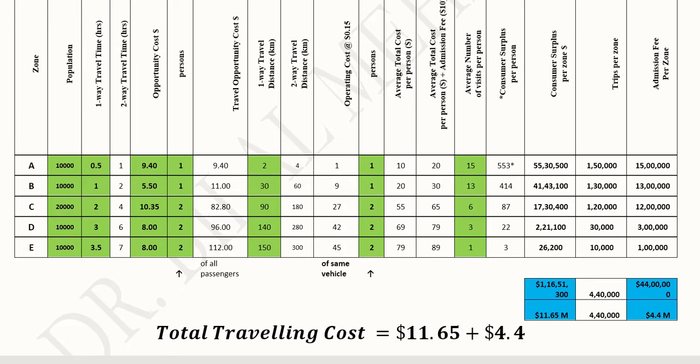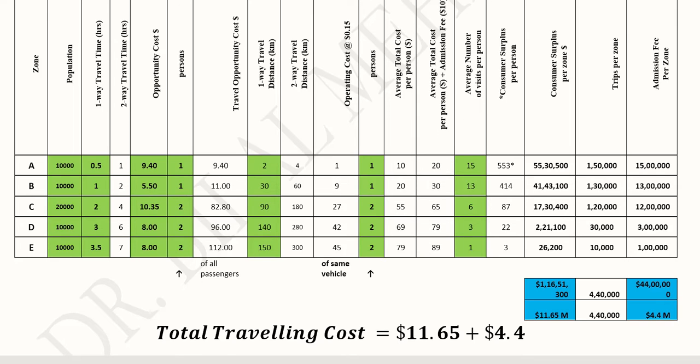So I can add the admission cost in it. Admission fee is $10 for each person. So 10 plus this 10 will become 20. 20 plus 10 will become 30. And 79 plus 10 will become 89. So this is the total cost per person when we have added the admission fee into the recreational spot.